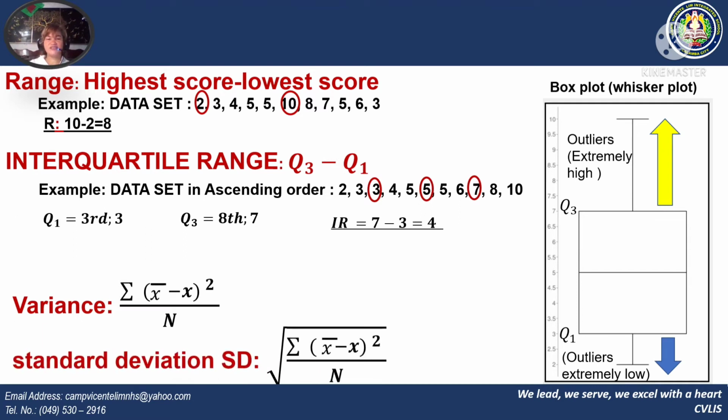And for the variance, you simply get the summation of the squares of the differences between the mean and the raw scores, all over the number of the population. And the standard deviation is equal to the square root of the variance.